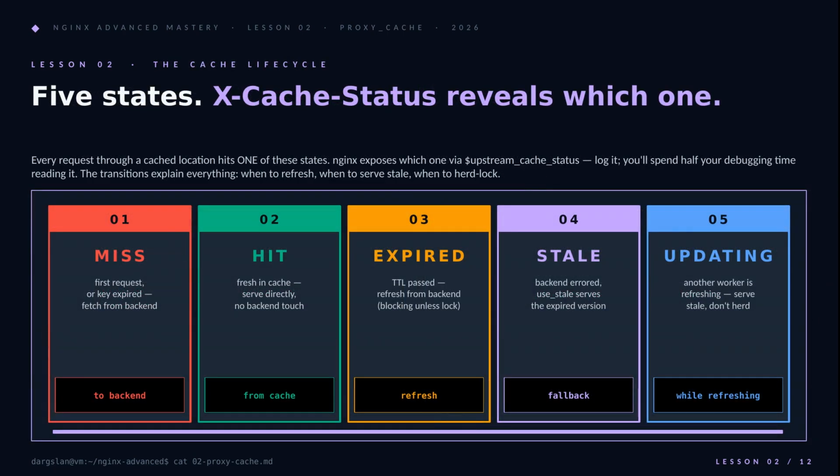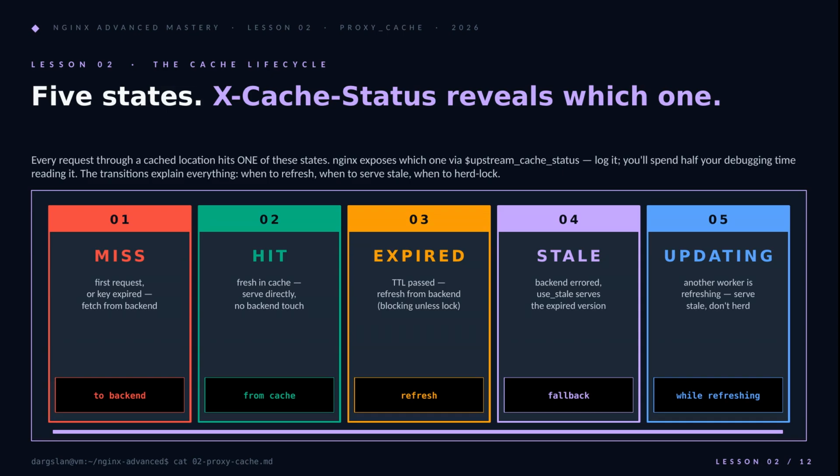Now, those 4 directives only make sense once you understand the lifecycle they operate on. Every cached request lands in exactly one of 5 states, and Nginx tells you which through the upstream_cache_status variable. Log it, because you'll read it constantly when debugging.